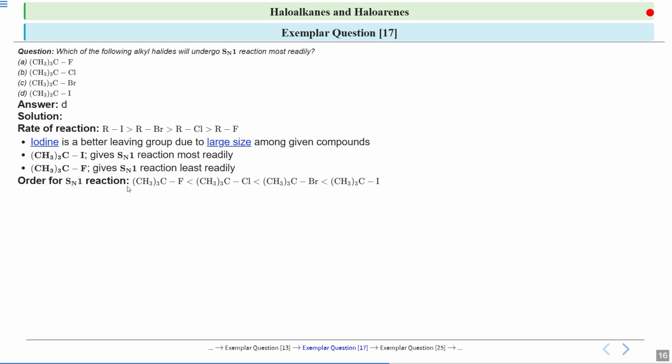So your order of SN1 reactivity, finally you can write it as highest for this CH3 whole thrice CI, then for CH3 whole thrice CBr, then for the chloroalkyl, and then least for the fluoroalkyl. Okay, so which of the alkyl halides will undergo SN1 reaction fastest? Your correct option is D, that is the iodoalkyl molecule.